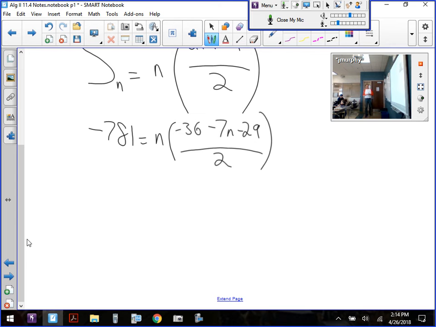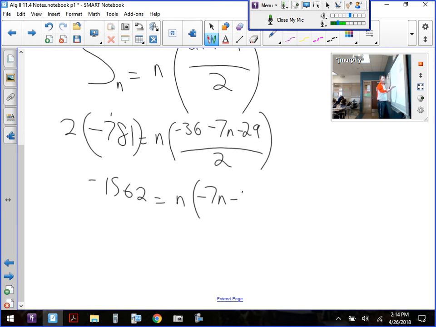Now, at this point, I have to simplify that numerator. I have negative 36 minus 29. That gives me negative 65, I believe. At the same time, I'm going to multiply this side by 2. So if I double that, I get negative 1562 will equal n times the quantity negative 7n minus 65. Did I do something wrong?